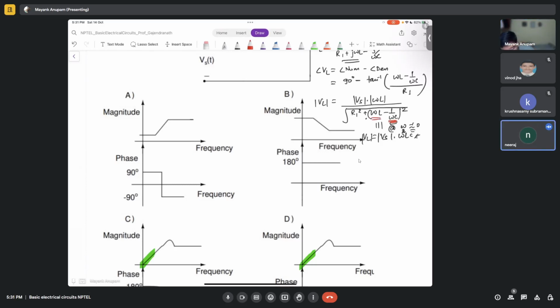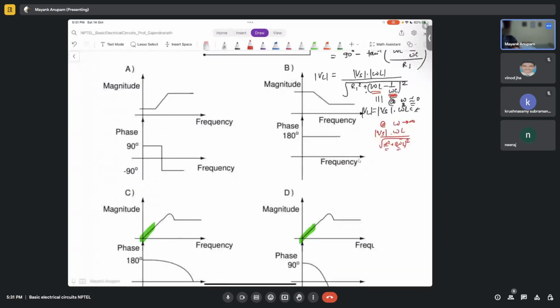So it would be mod of Vs at omega tending to infinity. It should be how much? Mod of Vs into omega L, divided by root over R square plus omega L the whole square, right? Now, at very high frequency, R square will also be very less than omega L, right? So R can be neglected, so it will be omega L square under root, which will be simply omega L only. So they simply cancel each other, right?